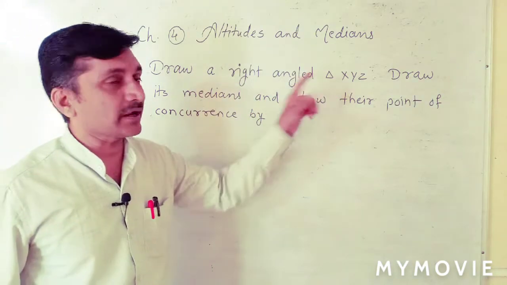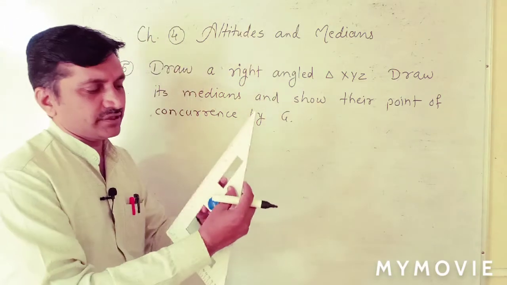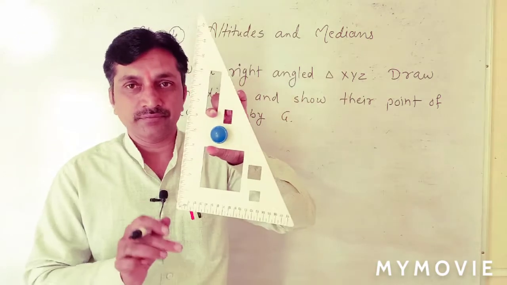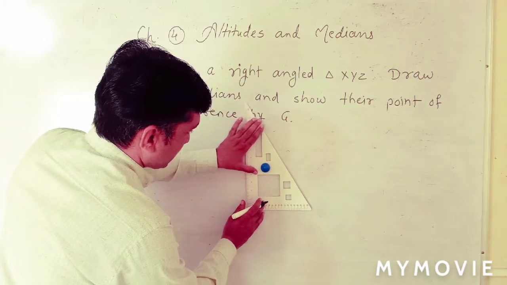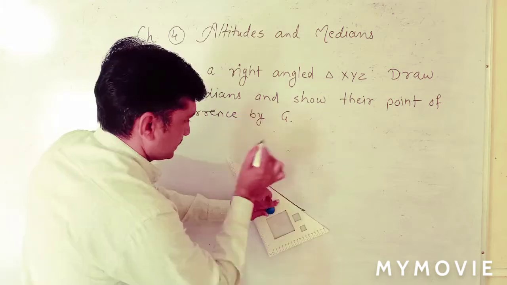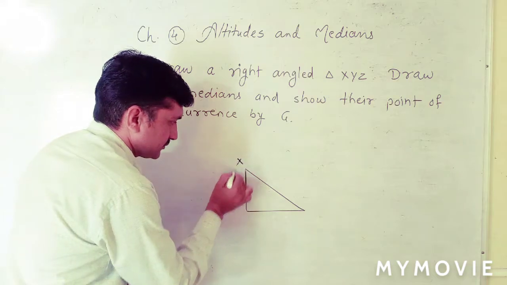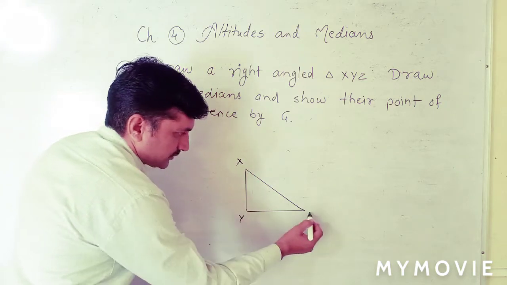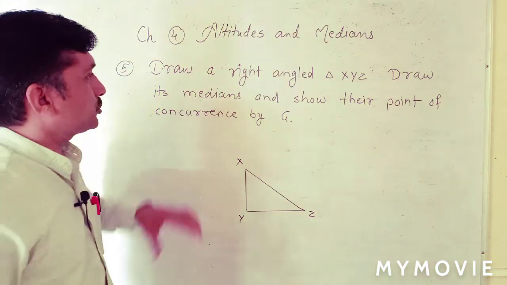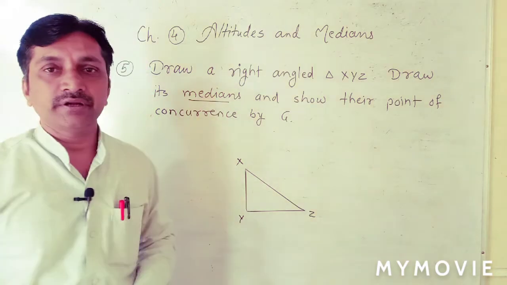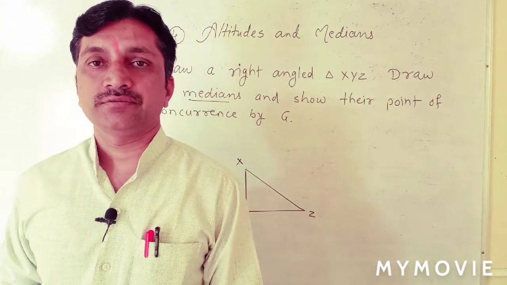First of all, draw a right angle triangle. Right angle triangle means one angle is of 90 degrees. If we take this set square, this is also of 90 degrees. Now here let's draw a right angle triangle. This is the right angle triangle. Name it XYZ. What we have to draw? Median. And for median, we have to draw bisectors of sides, means segment bisector.